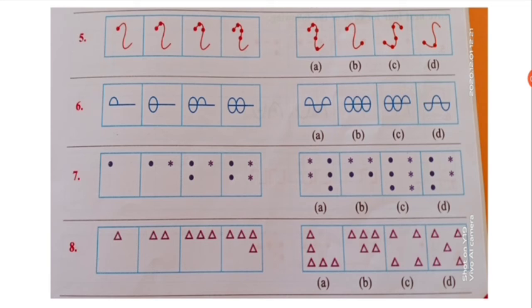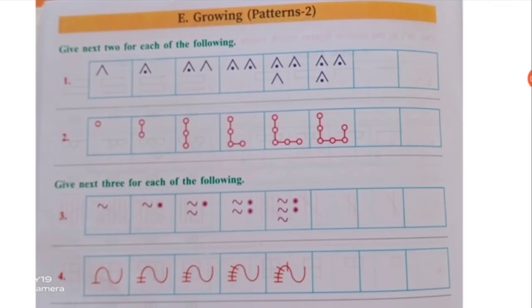Because A is not at all, it is shown totally different. Then C also has all the triangles shown in separate corners, and D is also not in the line. So we cannot say D will be the correct answer. So B is the correct answer. Okay, next growing patterns E.